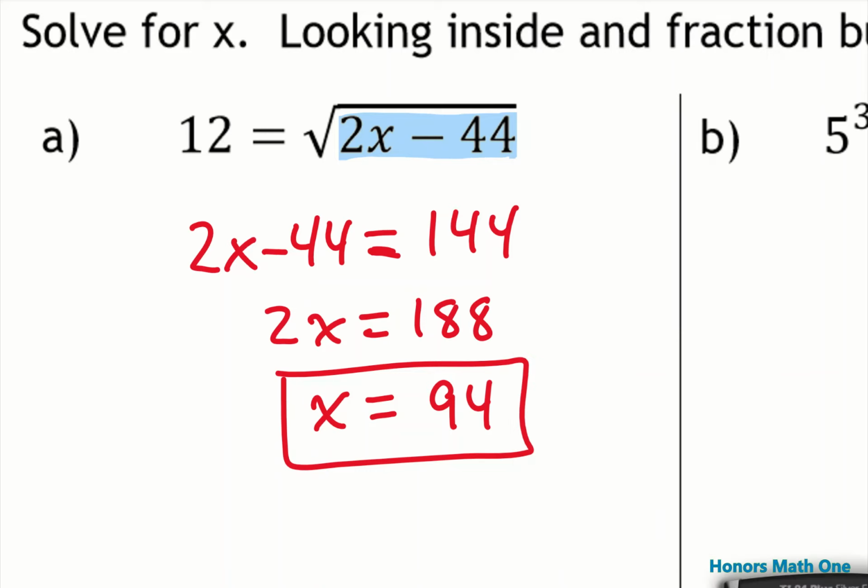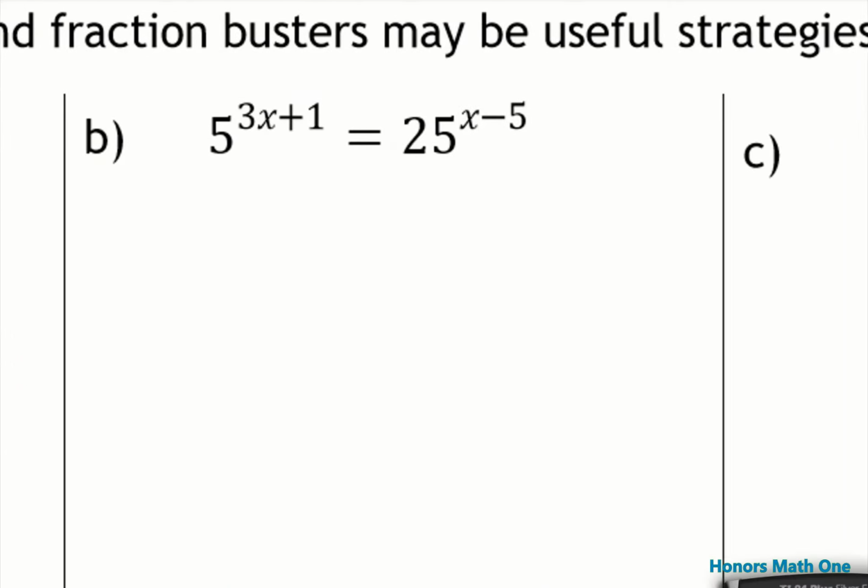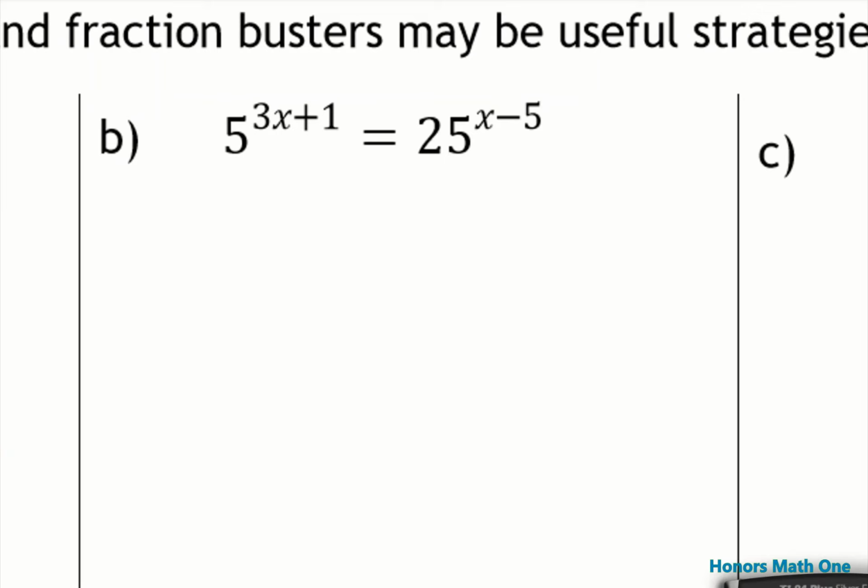Okay, next question. This is the one that I think is probably most problematic for us, and it involves this idea of rewriting equations. The thing I want us to focus on is that I know something about the number 25 in terms of a base of 5. 25 is 5 squared. 5 times 5 is 25. So what I can do is rewrite a portion of this equation. Instead of writing 25, I can rewrite it as 5 squared.